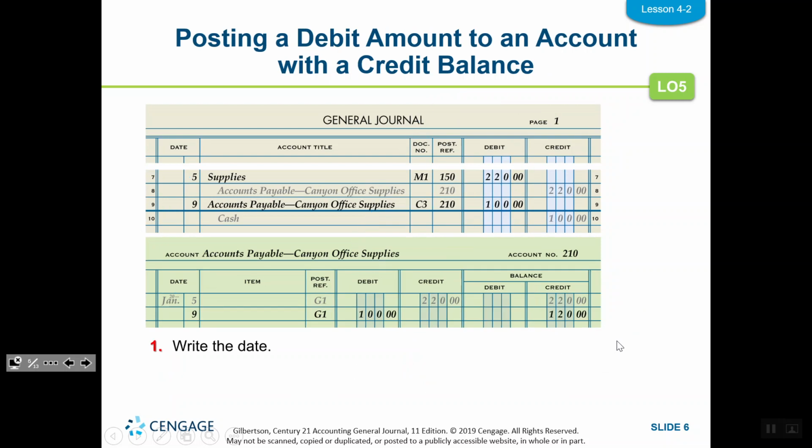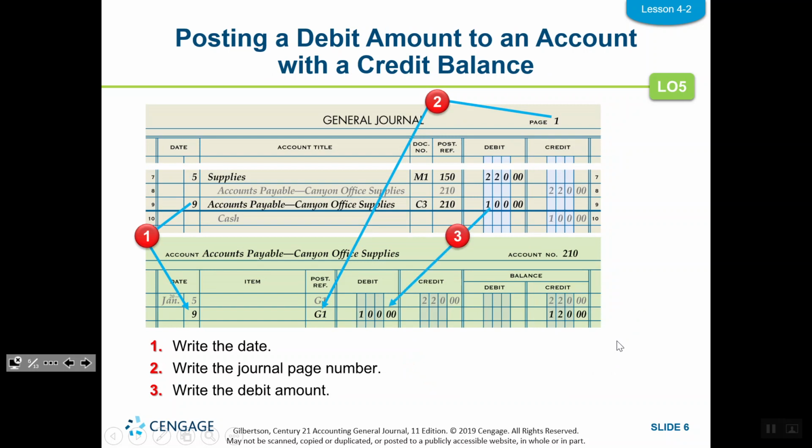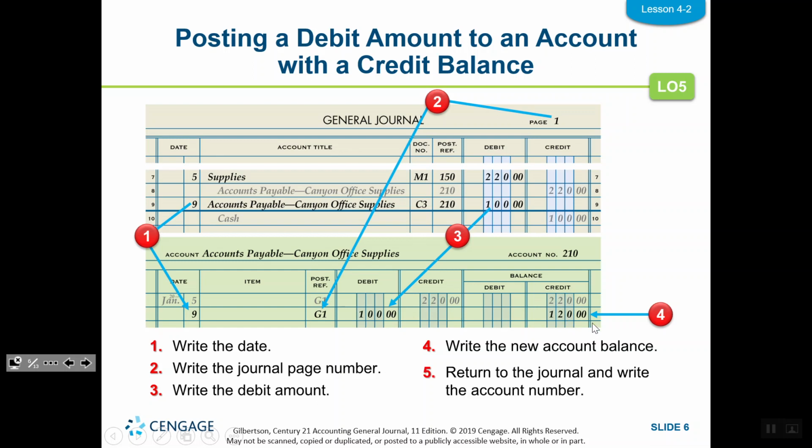Now here we're going to do the accounts payable. We're going to skip down a couple of lines. So we write the day, we write the journal page number. We paid part of what we owe to this company, so we debit $100 because we're decreasing the accounts payable. Now we calculate the new balance. Accounts payable has a credit balance. We did a debit. Because we have a credit and a debit, we have to subtract, and that's where we get the 120. And the last thing we do is write the account number in the post-reference column.